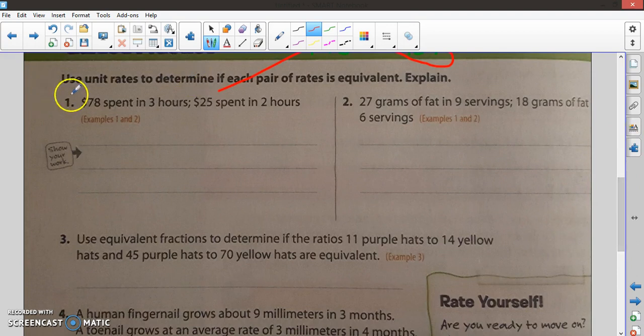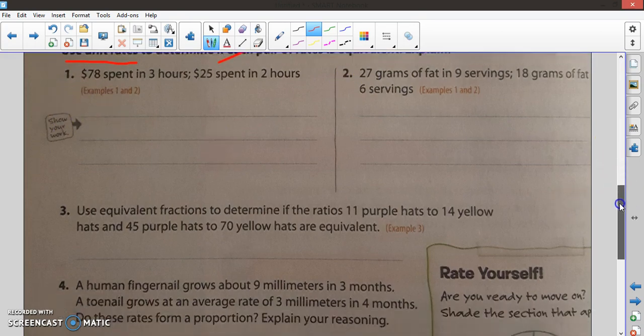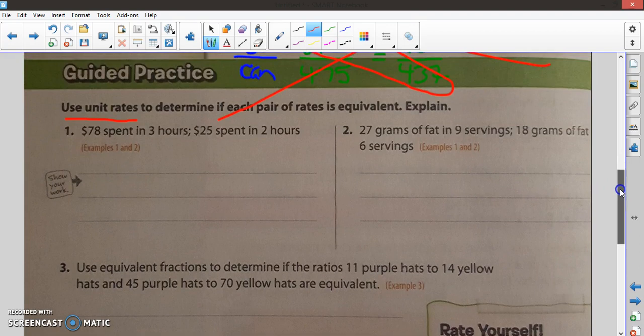Okay, so here we're going to use unit rates to check to see if the rates are equal. I want you to pause it here and see if you can do number 1 and 2. Okay?